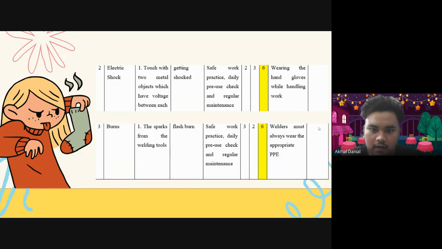For the third hazard is burn. The hazard is sparks from the welding tool. It can cause a flash burn. The existing control is safe work practice, daily reuse check and regular maintenance. For the likelihood times severity, the risk is 6. For the recommended control measure, welders must always wear the appropriate PPE.